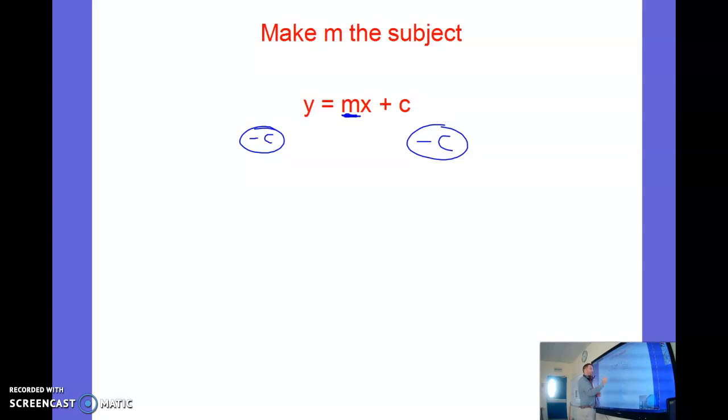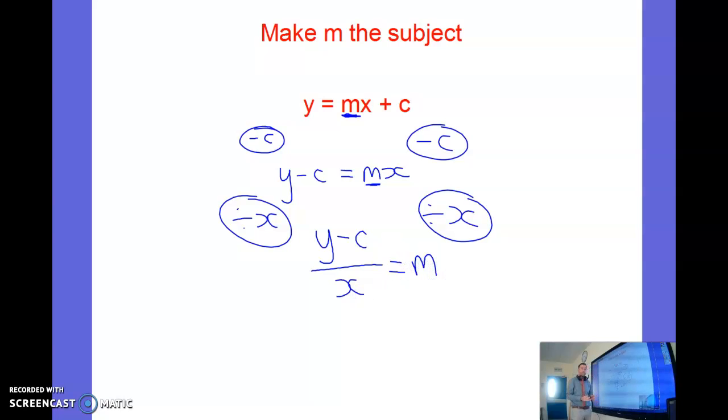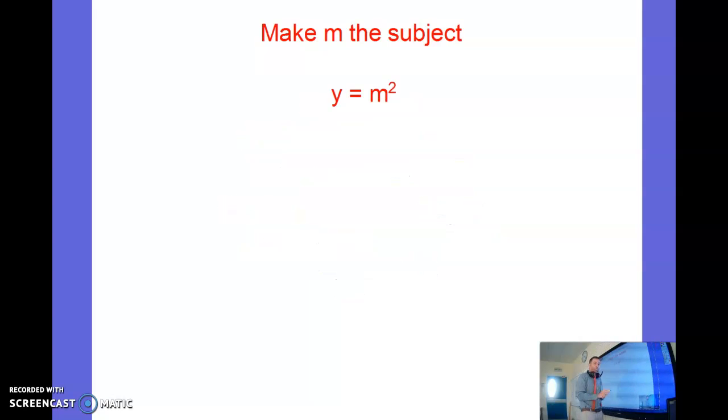So I'm going to take c from both sides, and I get y minus c equals mx. Next thing I need to do to get the m on its own, well, it's m multiplied by x. Do the inverse of multiply by x: divide by x. And so we get y minus c all divided by x equals m. And that is making m the subject because m is now on its own on one side of the equation or the formula.